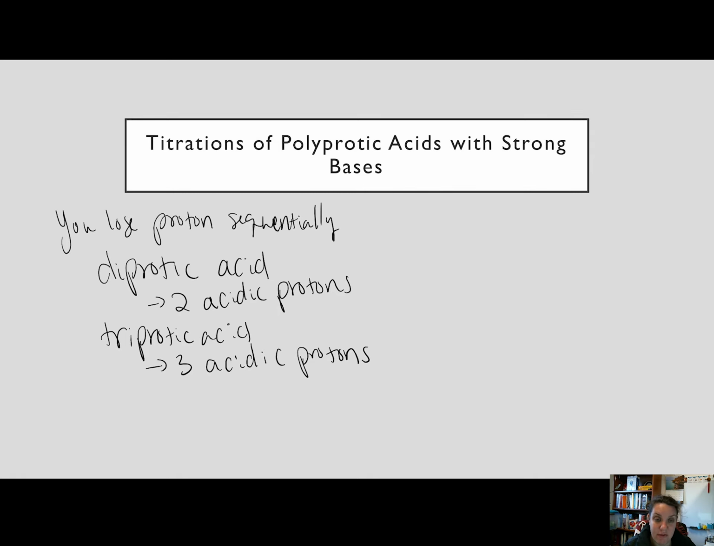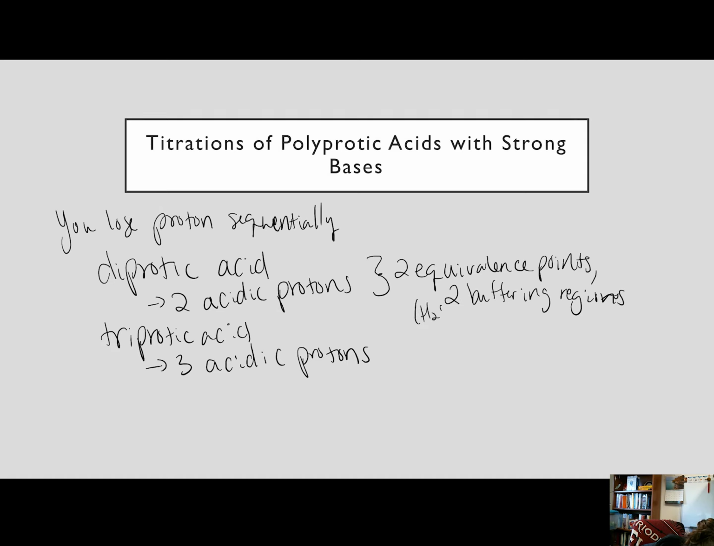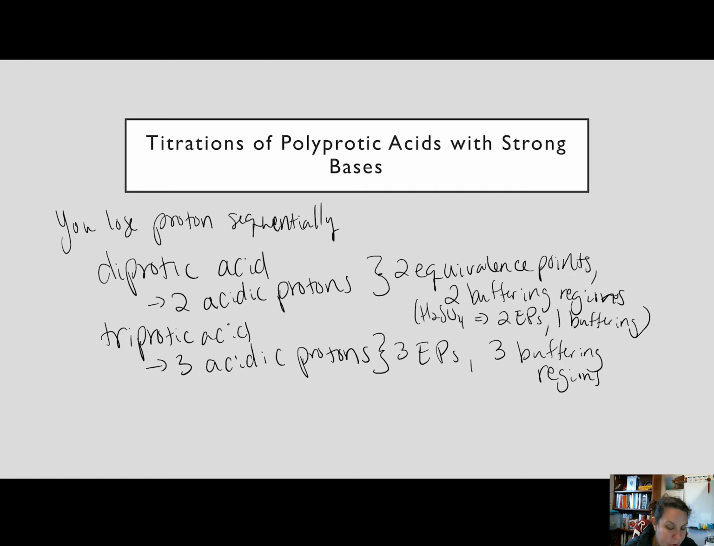So, with the number of protons, you'll have that many equivalence points and that many buffering regions. So, this will have 2 equivalence points and 2 buffering regions, unless we are talking about H2SO4. H2SO4 starts out as a strong acid, so it will only have one buffering region, but it'll still have 2 equivalence points. So H2SO4: 2 equivalence points, 1 buffering region. So it looks a little bit different for them. For our triprotic acids, we're going to have 3 equivalence points and 3 buffering regions. Okay, we don't look at triprotic very often. We generally just look at diprotic, and we won't do a triprotic titration.